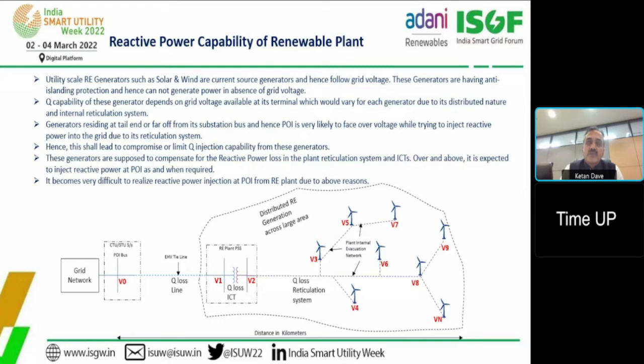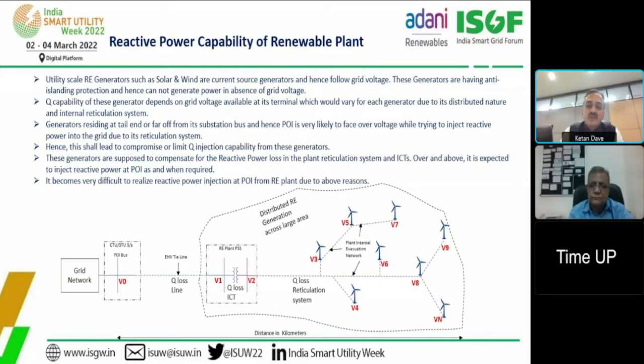And if we talk of wind, the wind distribution goes again for 25 to 30 kilometers. So the last turbine is as far as 70 or 80 kilometers from the ISTS connected POC. And when we talk of demonstrating the reactive power capability, we face a lot of challenges. If you operate in the voltage support mode, the tail end turbines, tail end inverters, are facing the over voltage criteria, and then it leads to tripping.